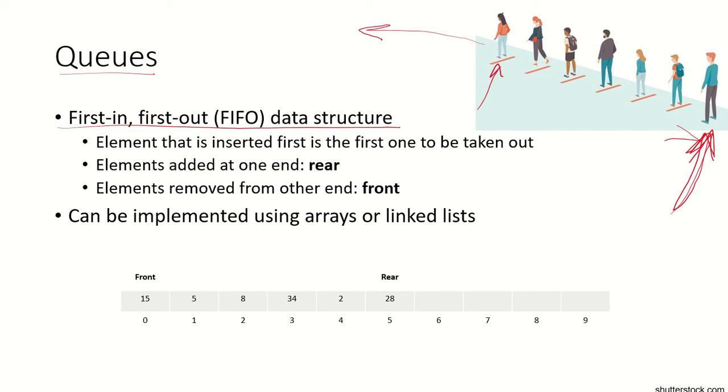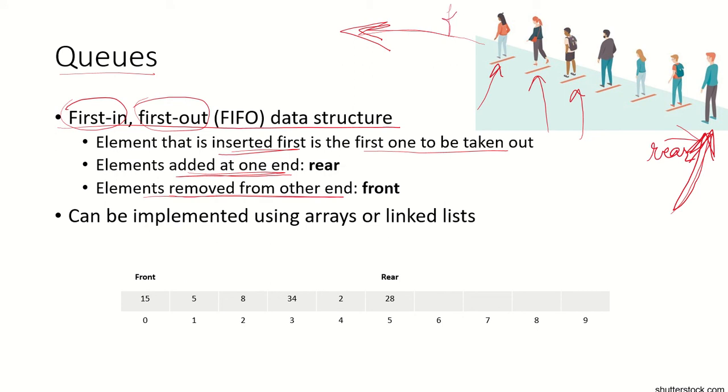Whoever gets in the queue first will be the first one to go out also. So this one would be the second person to go out. This would be the third person to go out. So anyone who comes in first is the first one to leave also. So this is a FIFO data structure. Elements that are inserted first will be the first ones to be taken out. All the elements can be added only at one end, which is called the rear. So this is the rear end. And elements can be removed from the other end, which is called the front end.